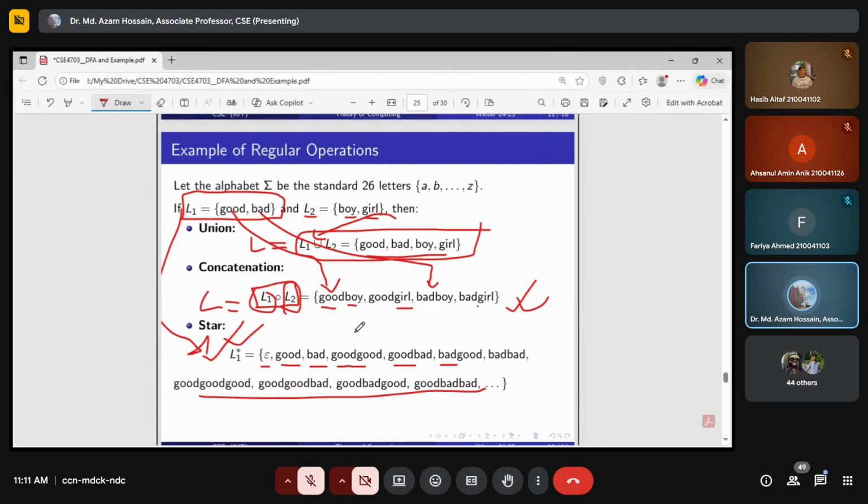Is it clear? So you can take thousands of times good, good, good, and one time bad is also possible. So infinitely many combinations are possible. L star. This operation is very useful for this course, so let's try to understand this one. All right.